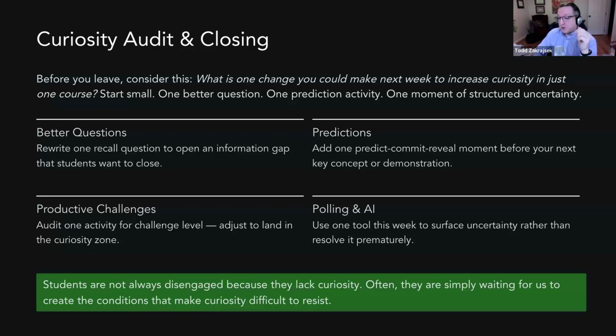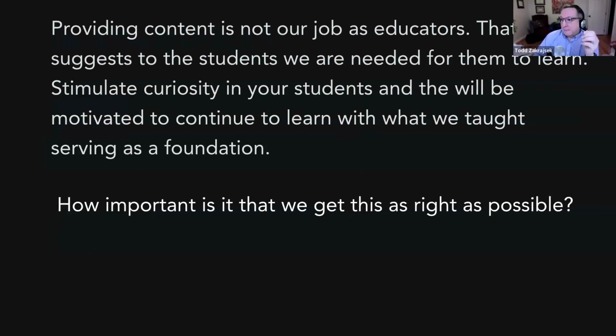So there's lots of things you can do, but students aren't often disengaged because they lack curiosity. They're waiting for us to create the community that brings about curiosity. And so I'm just going to end with this.